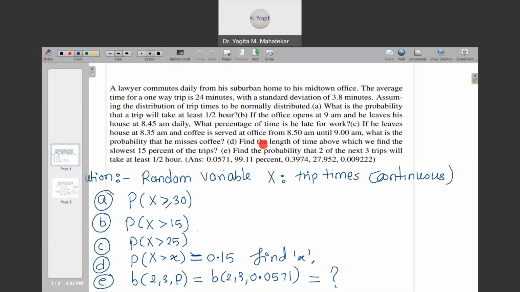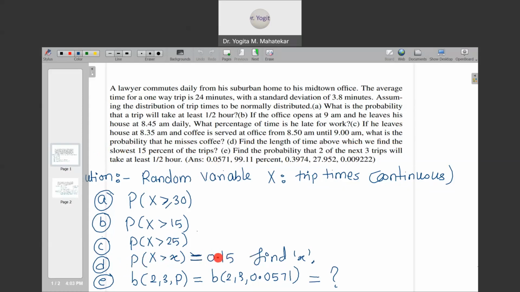Let's go to D part of the question, which is slightly important because it will introduce us to a different kind of command, namely the qnorm command. In D part, we have to find the length of time above which we get the slowest 15% of the trips. In other words, we have to find the small x value, the length of time above which you will get the slowest 15% of the trips. So the slowest 15% of the trips means the probability that your trip time exceeds that small x value is equal to 0.15.